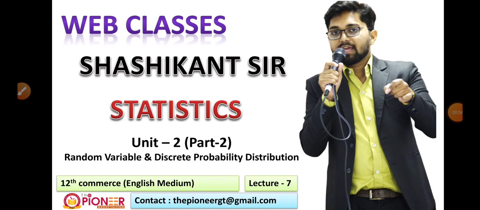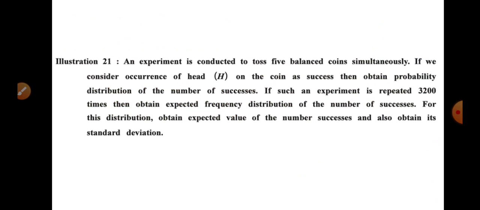Today again we are going to see subject statistics, unit number 2 of part 2. The name of the chapter is random variable and discrete probability distribution for the 12th commerce English medium. This is lecture number 7 for this chapter. So far we have completed till illustration number 20. Today we are going to attempt illustration number 21.